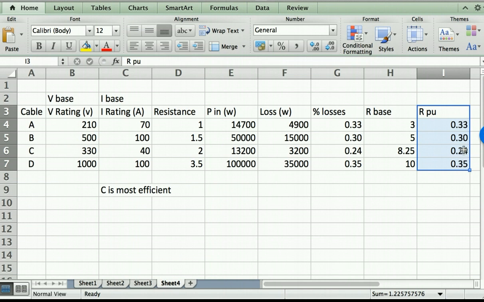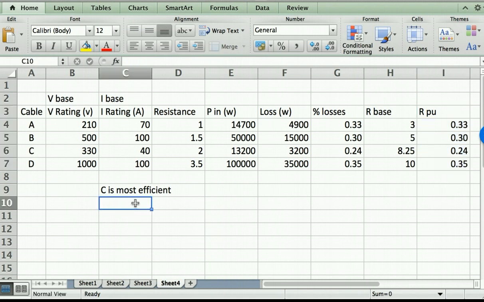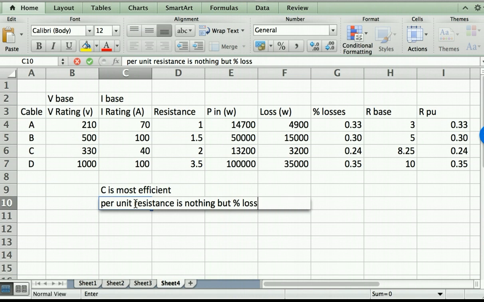So just looking at the per unit, you don't need to calculate the output, input, whatever losses, everything. Just simply calculate the per unit quantity and that will give you an indication of which is the most efficient. So the new thing that you learned is per unit resistance is nothing but percentage losses. So, when operating under rated conditions.